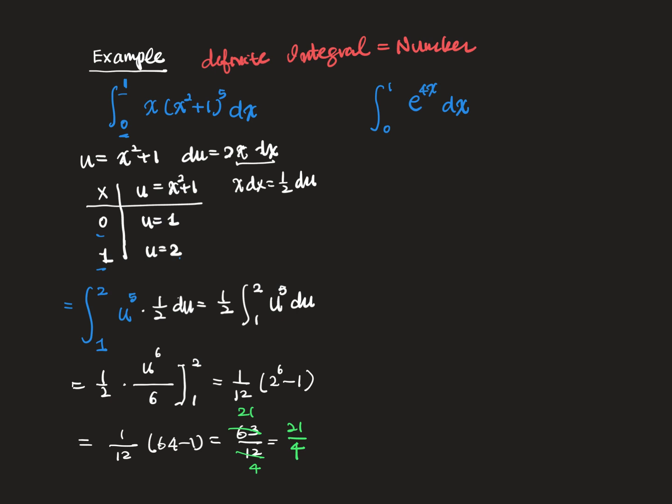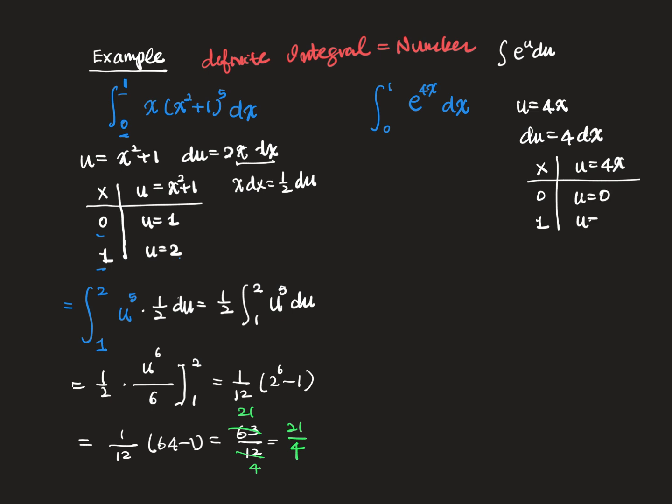What is gonna be u? u gonna be 4x, because you know the integral of e to the u du. You know the antiderivative of e to the u, but you don't know the e to the 4x. So u is 4x, du gonna be 4 dx. Let's substitute x: u gonna be 4x, x equals 0, x equals 1. u gonna be 0, u gonna be 4. So how can we change it?